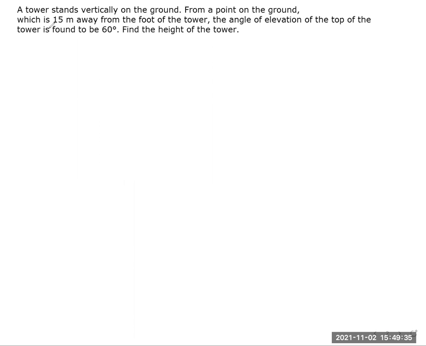So these are the questions, students. A tower stands vertically on the ground. So better you draw it. This is a tower which stands vertically on the ground. Vertically means this angle is 90 degrees. So it stands vertically on the ground, from a point on the ground which is 15 meters away from the foot of the tower.